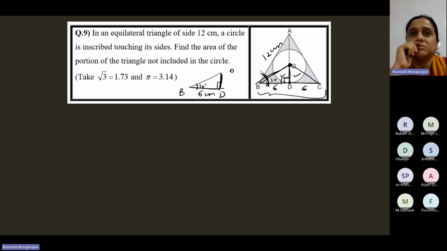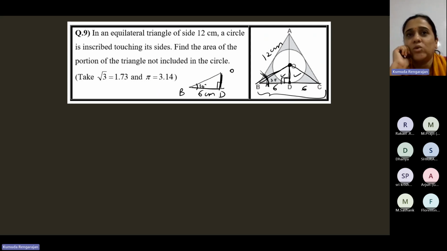Dileepan, what's the ratio? Yeah, opposite by adjacent. So what's the ratio, children? Yeah, tan 30 degrees. Tan 30 degrees is equal to opposite by adjacent, OD by BD.